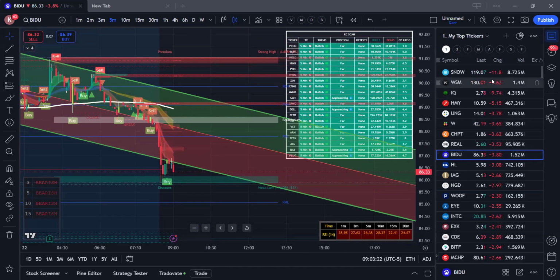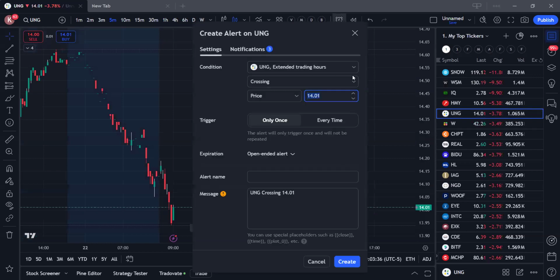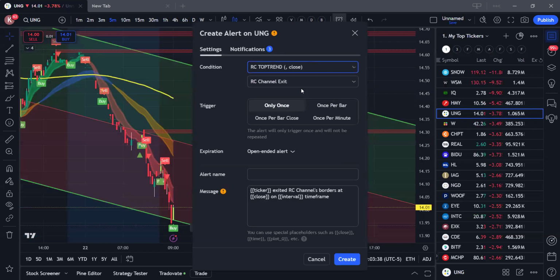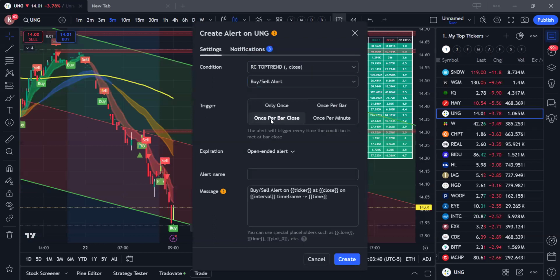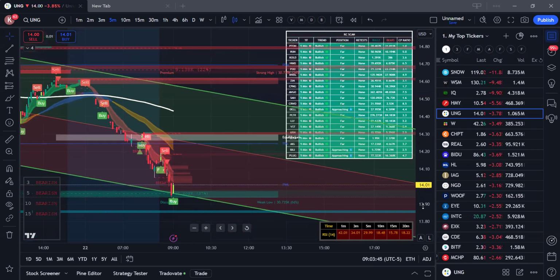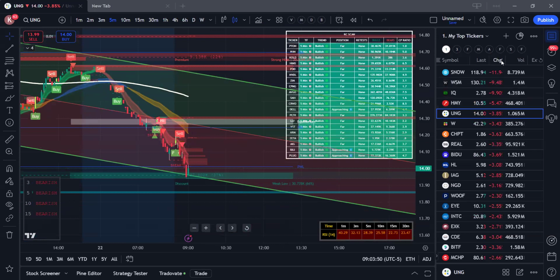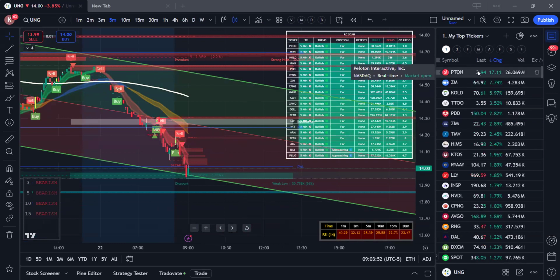So like that, we created some alerts on some of the top bearish tickers: Baidu, Snow, WSM, HMY. These are some of the famous ones. We can also create one for UNG. So we created the alert so that we are telling the indicator to inform us whenever we get a buy signal or sell signal.